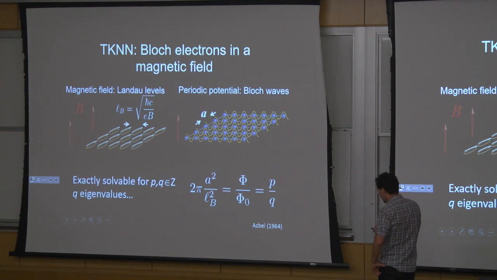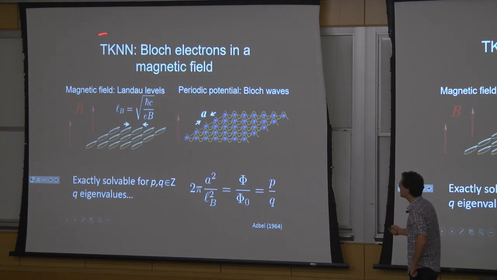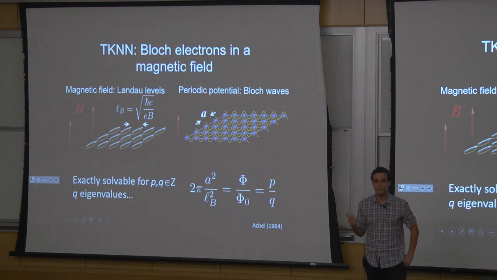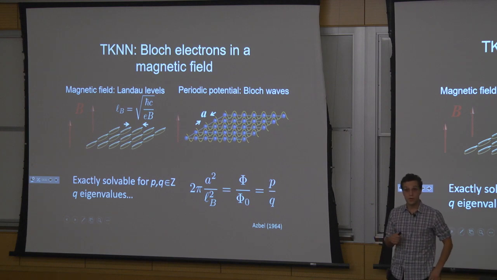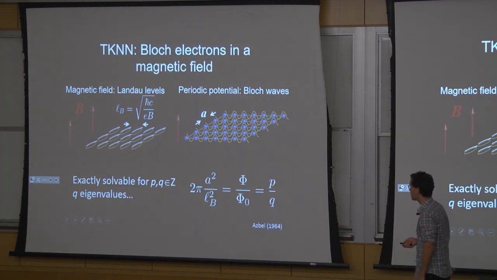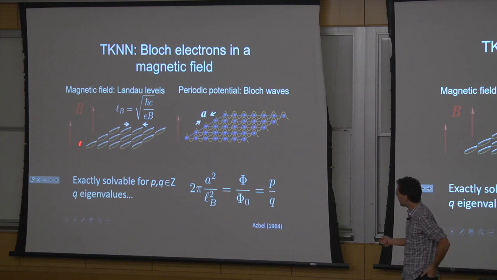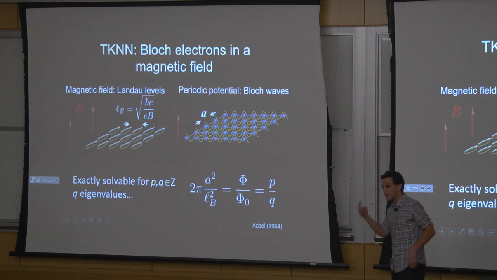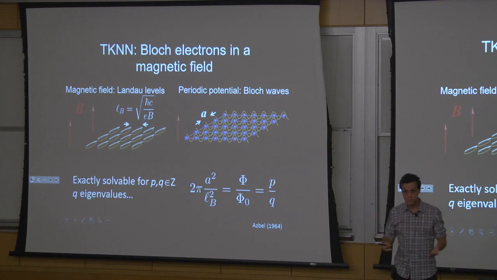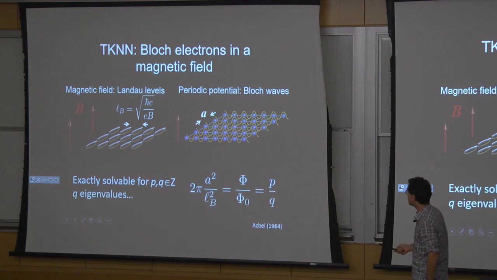So in fact, if we look more carefully at this paper, what TKNN were solving was not just the Hamiltonian for electrons in a magnetic field. They were, in fact, solving a model that's a little bit more complicated, but still is made up of 2 scenarios that most people are familiar with. So I've already told you, a magnetic field, 2-dimensional electrons, the energy spectrum is described by Landau levels. That's something that most people have seen.